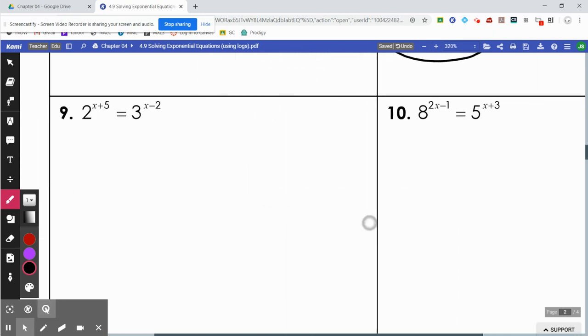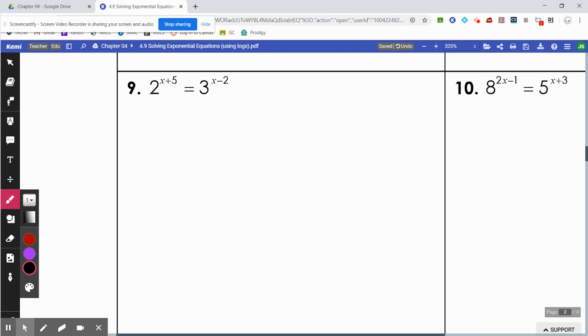Number 9. 2 to a power equals 3 to a power. Now on these, to me, it might be a good idea to save confusion. This is a good one to take the log of both sides instead of changing forms. Just because you have 2 to a power equals 3 to a power, you have a power on both sides. So let's do the log of the left side is equal to the log of the right side. Just saves a little bit of time.